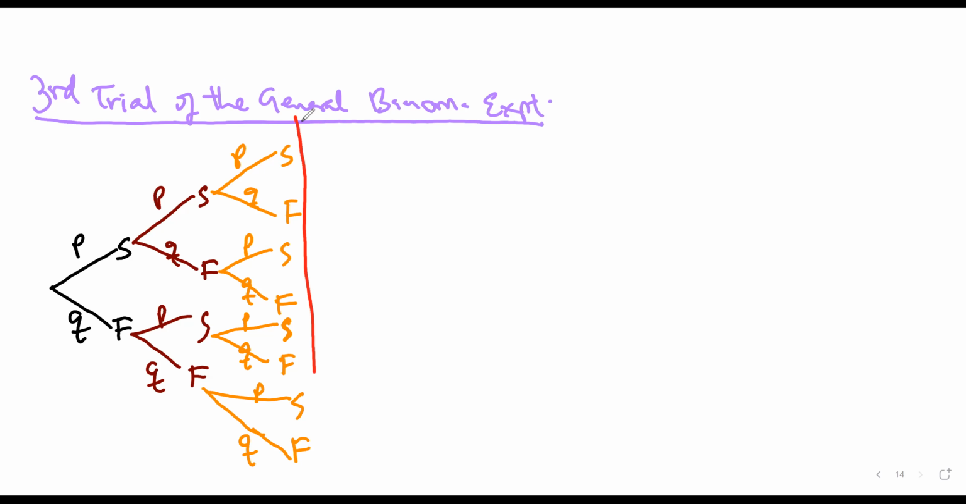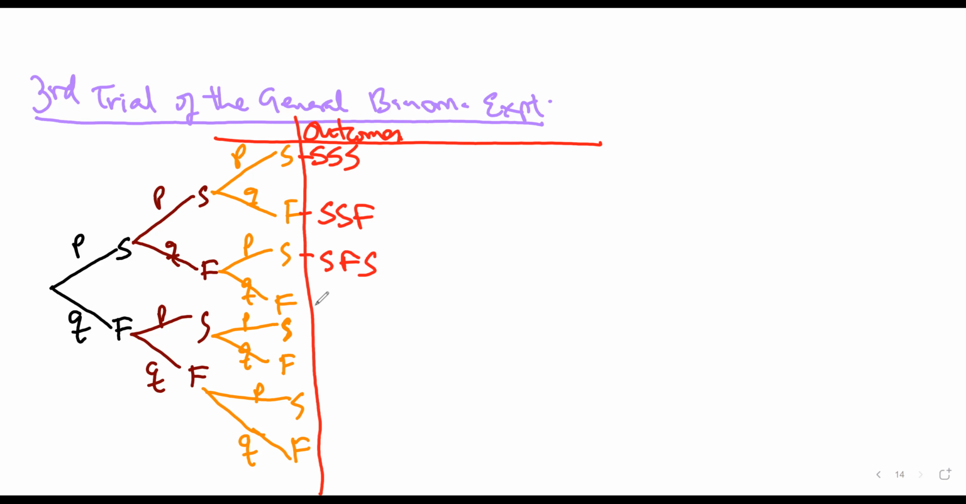So what are the possible outcomes? The outcomes: you can get S, S, S. You can get S, S, F. You can get S, F, S. You can get S, F, F. You can get F, S, S. You can get F, S, F. You can have F, F, S. And finally, you can have F, F, F.